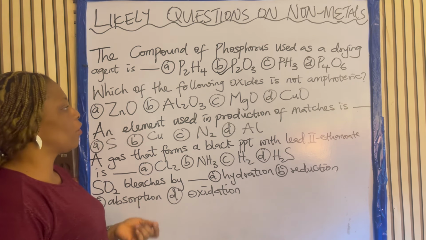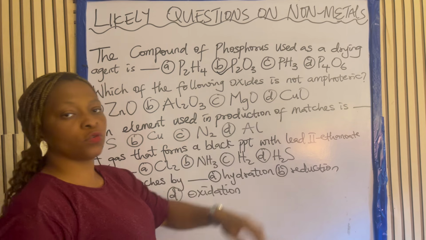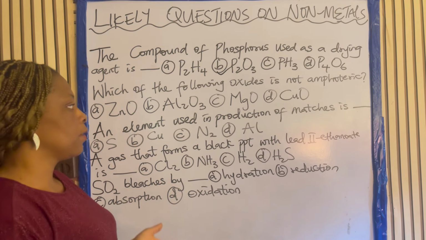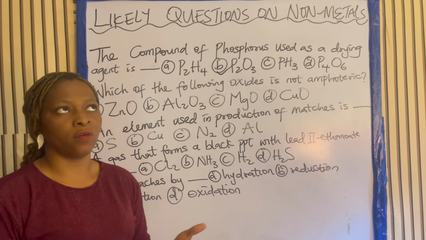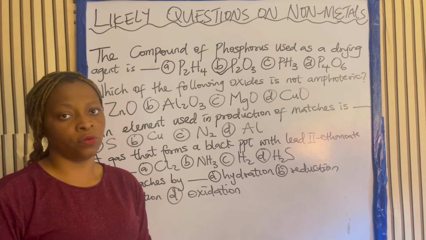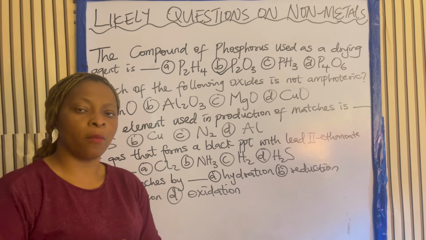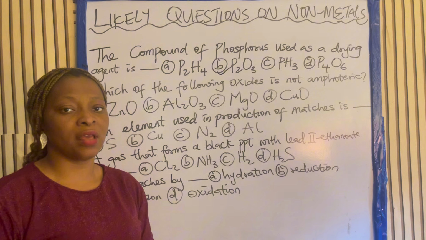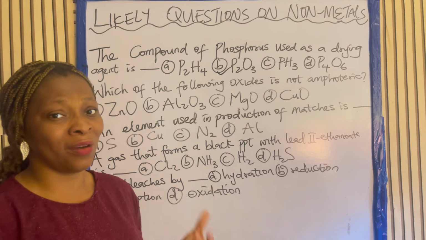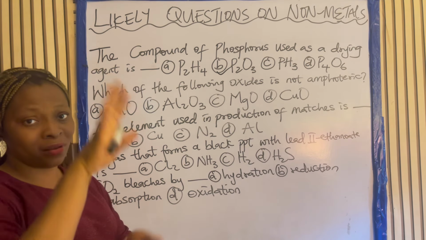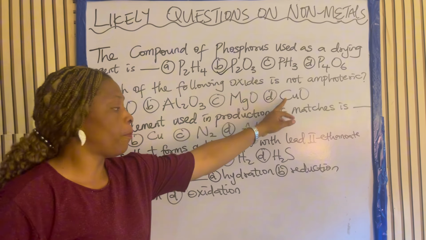Okay, which of the following oxides is not amphoteric? Zinc oxide, aluminium oxide, magnesium oxide, copper 2 oxide. Which one is not amphoteric here? Now, remember what I told us, that most of the transition elements, in fact, if not all of the transition elements, when they undergo oxidation, they form amphoteric oxides. Please note, transition elements form amphoteric oxides when they undergo intermediate oxidation. So most of the transition elements, you should know them, are those elements that are not in the first 20 elements. Like zinc is not in the first 20 elements, copper is not in the first 20 elements.